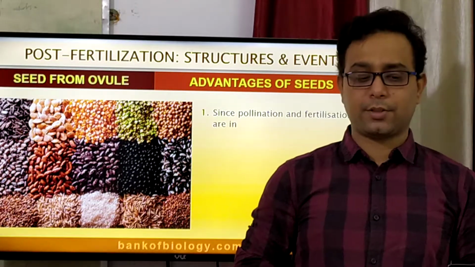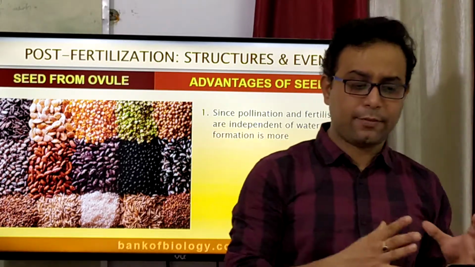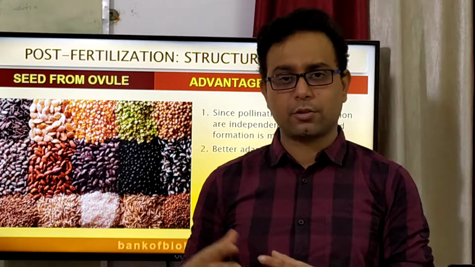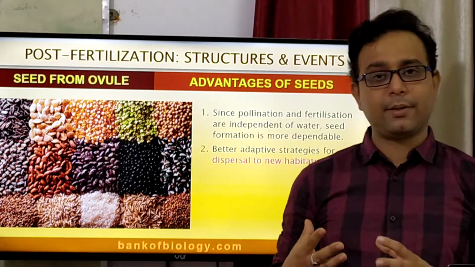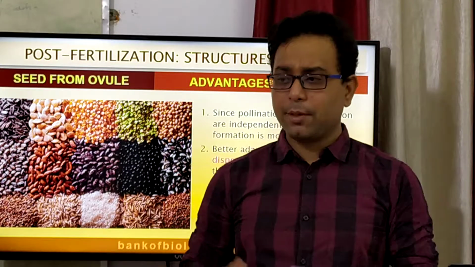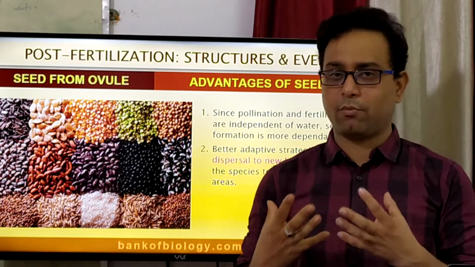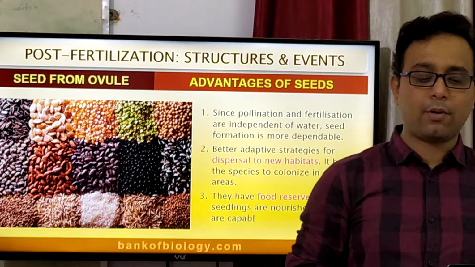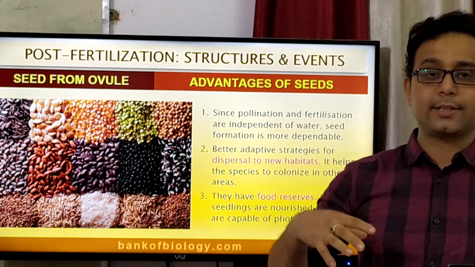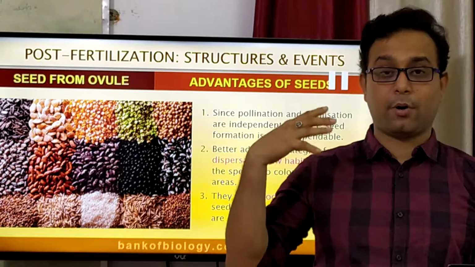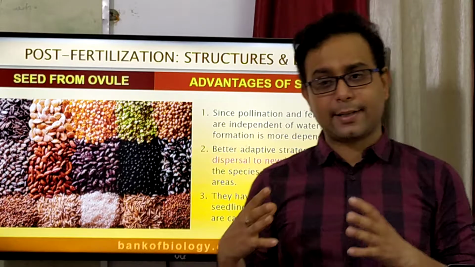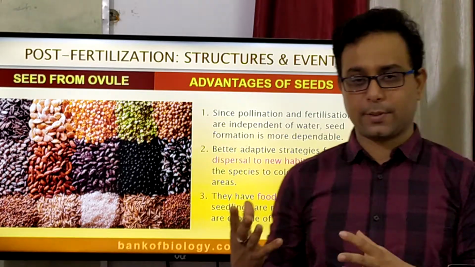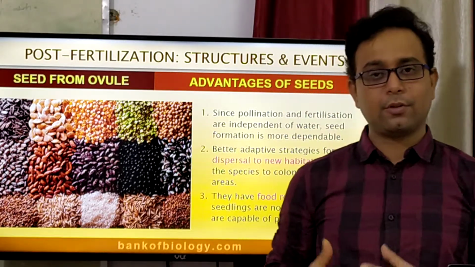So the advantages of seeds: since pollination and fertilization are independent of water, it happens without water, because air pollination and insect pollination are different. But when the seed germinates, water is the most important thing, because in every living organism, the main part is water. So for germination of the seed, water is important. Seeds are a better adaptive strategy for dispersal to new habitats; it helps the species colonize other areas. So seed dispersal is a very important process in every plant. They adopt different seed dispersal processes, and fruit dispersal is also one part, because inside the fruit the seed is there.